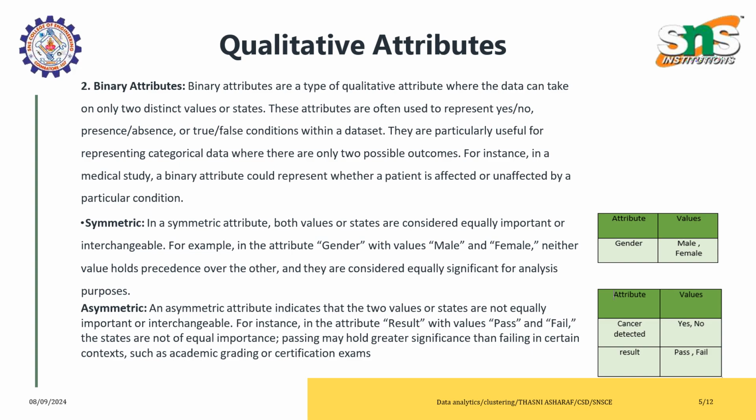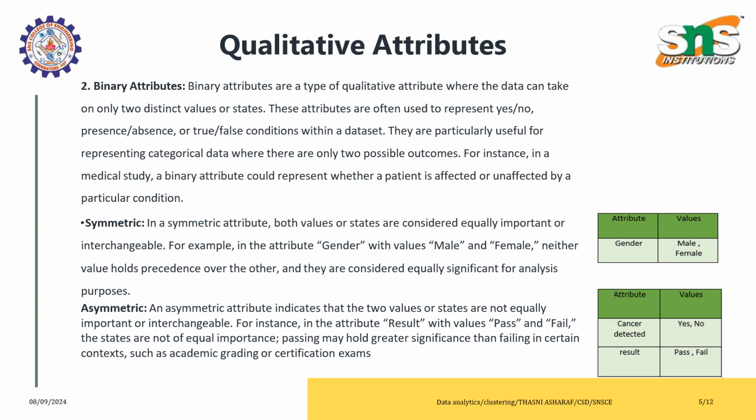Next is the binary attribute. Binary attributes are a type of qualitative attribute where the data can take on only two distinct values or states. These attributes are often used to represent yes or no, presence or absence, or true or false conditions within the dataset. They are particularly useful for representing categorical data where there are only two possible outcomes. For instance, in a medical study, a binary attribute could represent whether a patient is affected or unaffected by a particular condition. And it can be classified into two: symmetric and asymmetric.